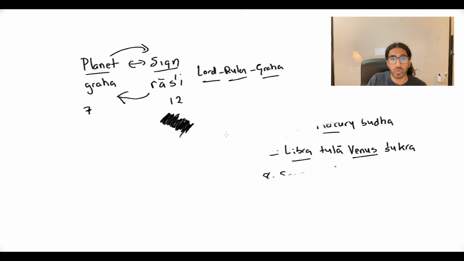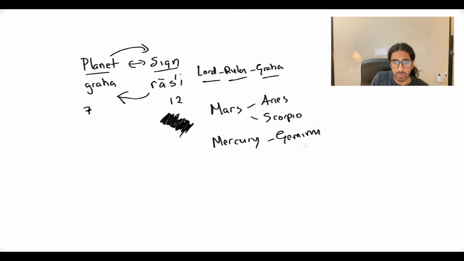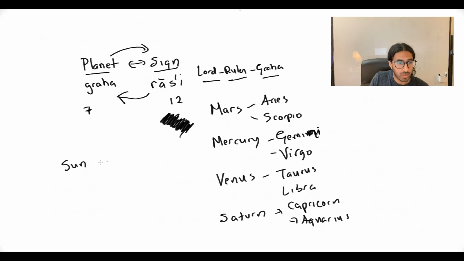So certain planets rule 2 signs and certain planets only rule 1. So for instance, Mars will rule Aries and Scorpio, right? Then Mercury will rule Gemini and Virgo. Venus will rule Taurus and Libra. And Saturn will rule Capricorn and Aquarius. Which leaves that, I'll write it here, that the sun rules Leo and the moon rules Cancer.